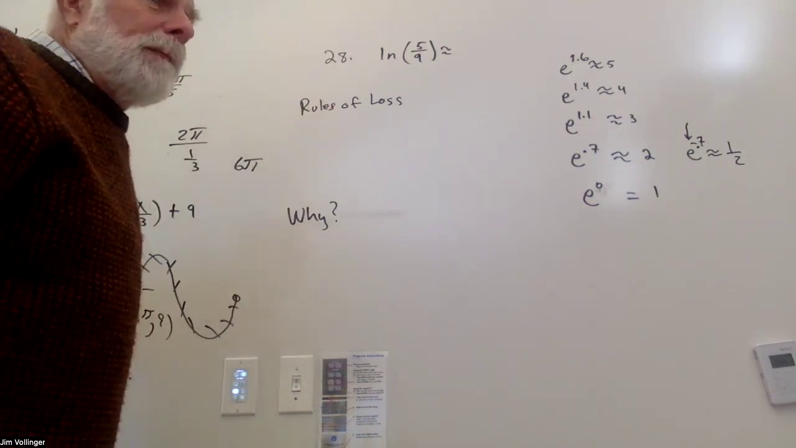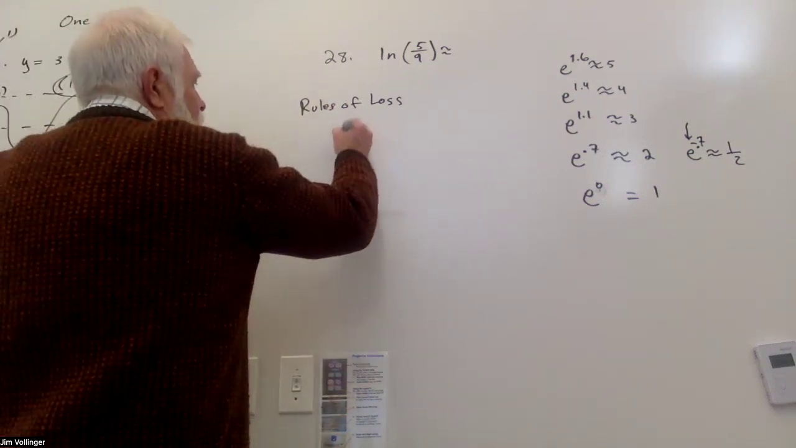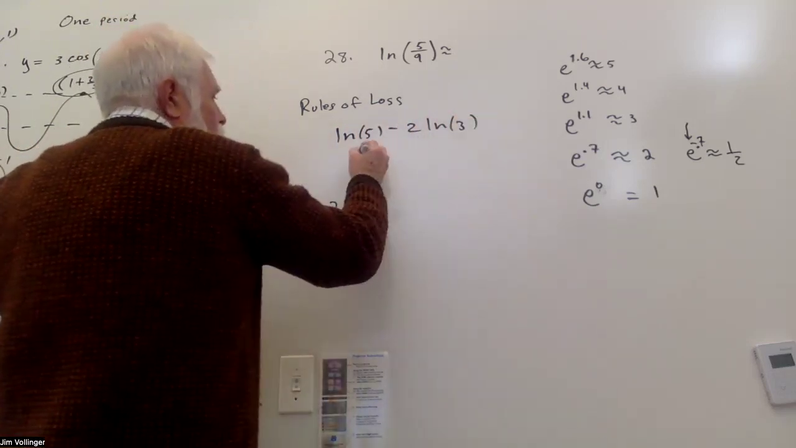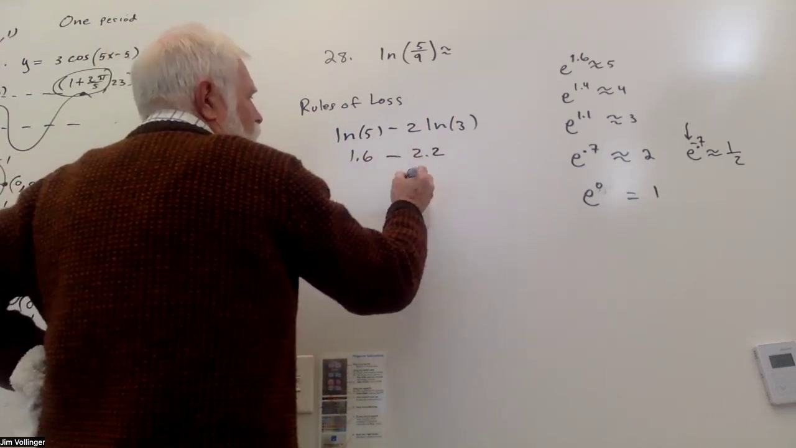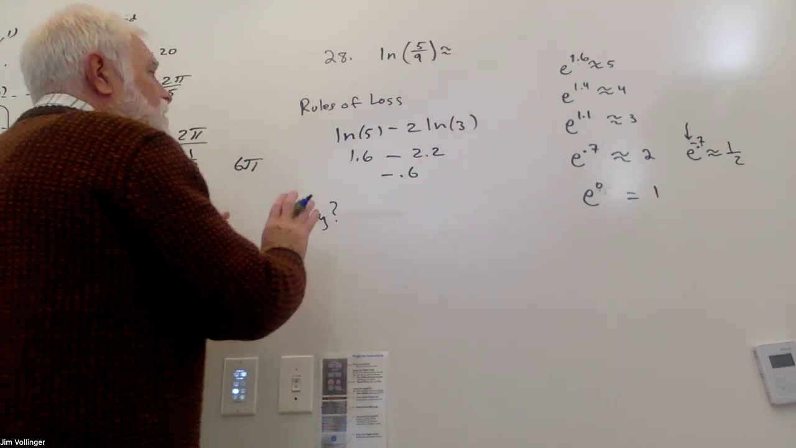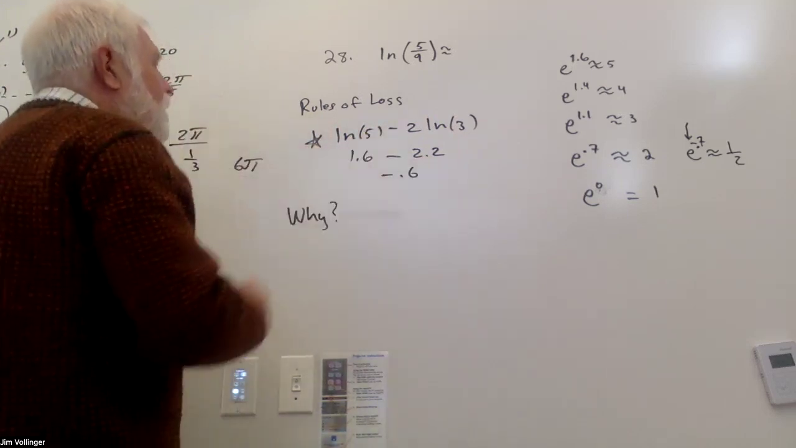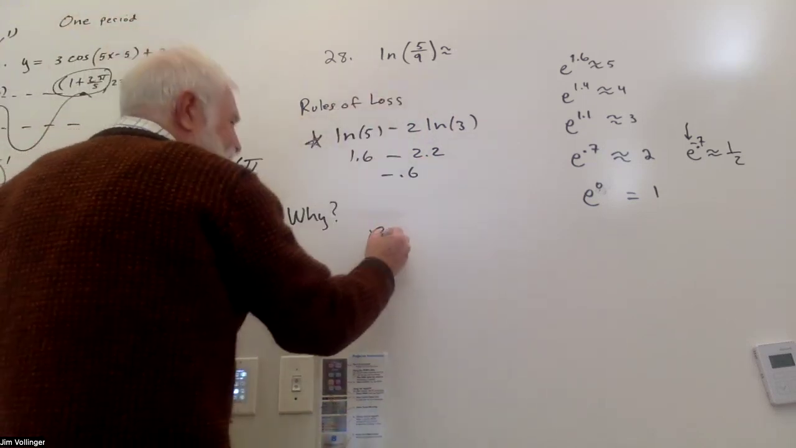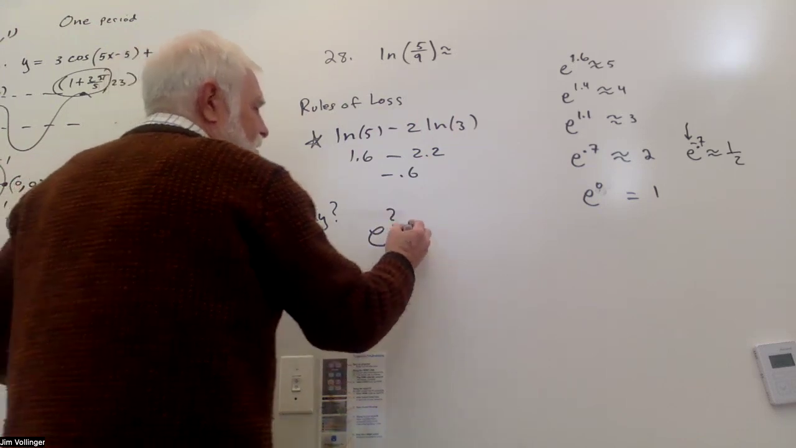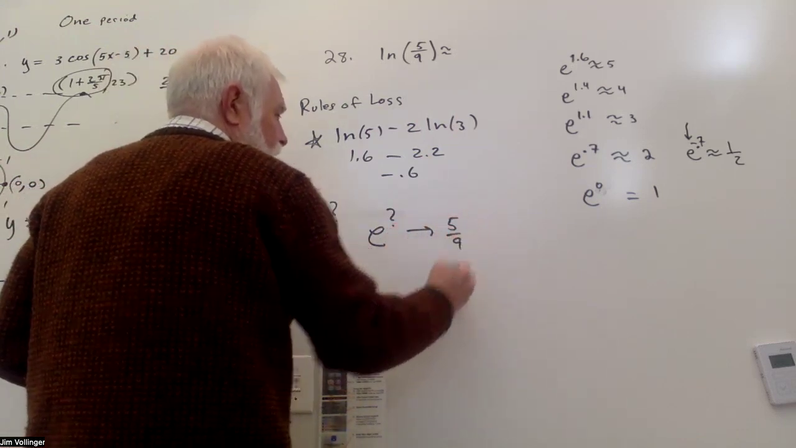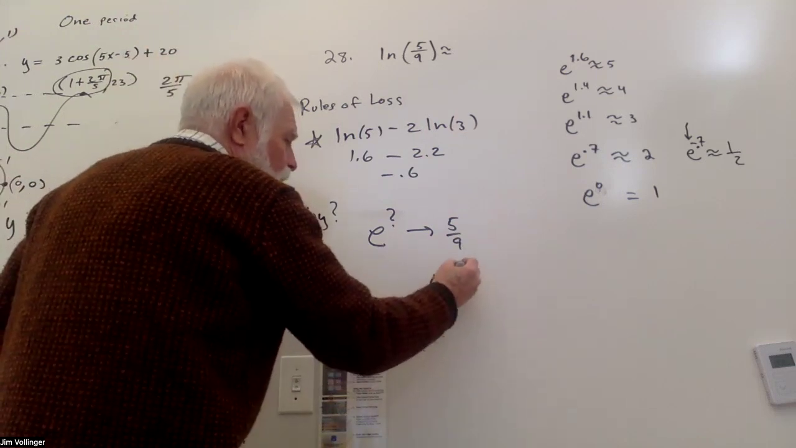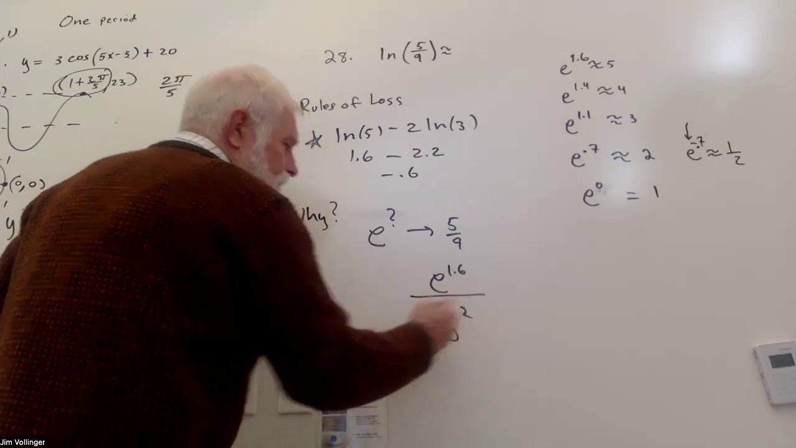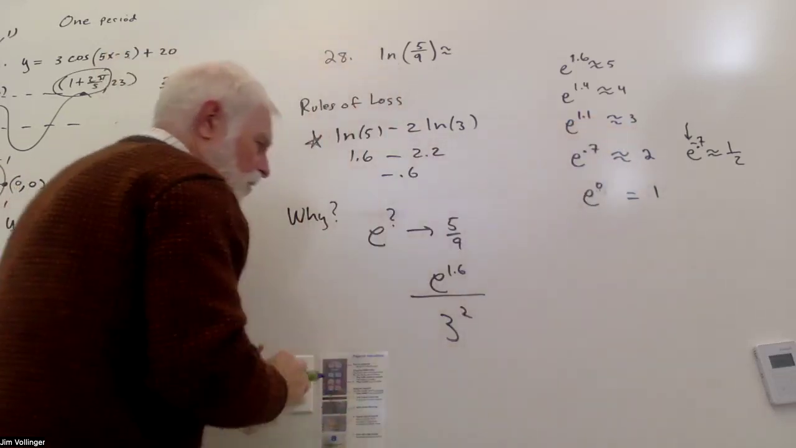Rules of logs is quicker. So the rules of logs here is going to be the ln of 5 minus 2 ln of 3. That's what I see, which is 1.6 minus 2.2, which is -0.6. Now, let's see if we can see where the rules of logs come from by doing it organically. So ln is, what do I put on top of e to get 5/9? That's what we're after. And I know 5 is e to the 1.6, approximately. And 9 is 3 squared. And what is 3? e to the 1.1.